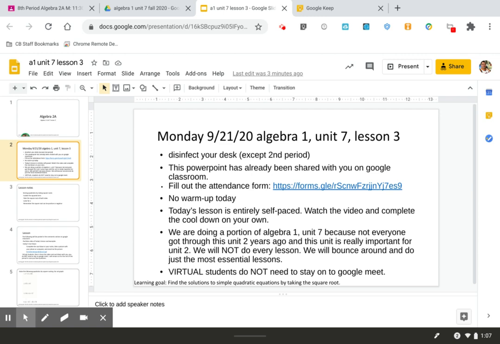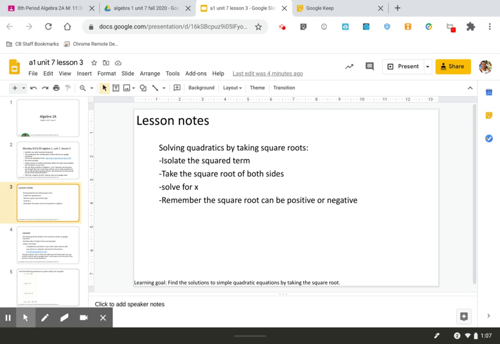And the reason we're doing that is because this Algebra 1 Unit 7 is really, really important stuff before we roll into Unit 2. So basically, this Algebra 1 Unit 7 is about two different ways to solve quadratic equations. And the method we're going to talk about today is solving quadratics by taking square roots.